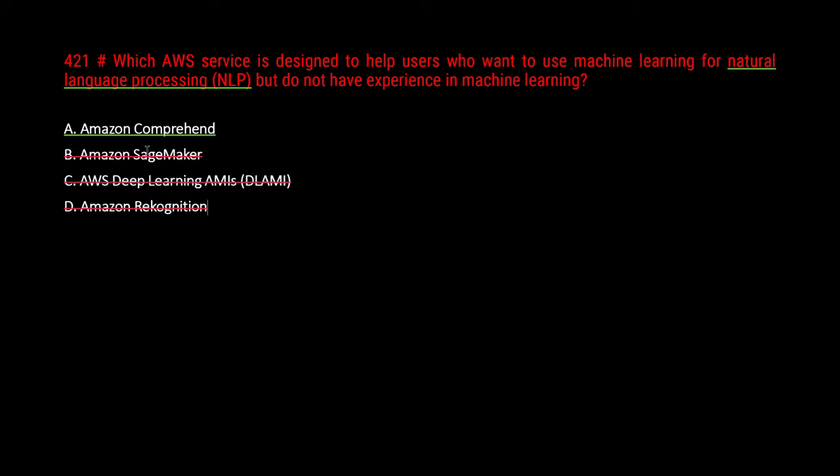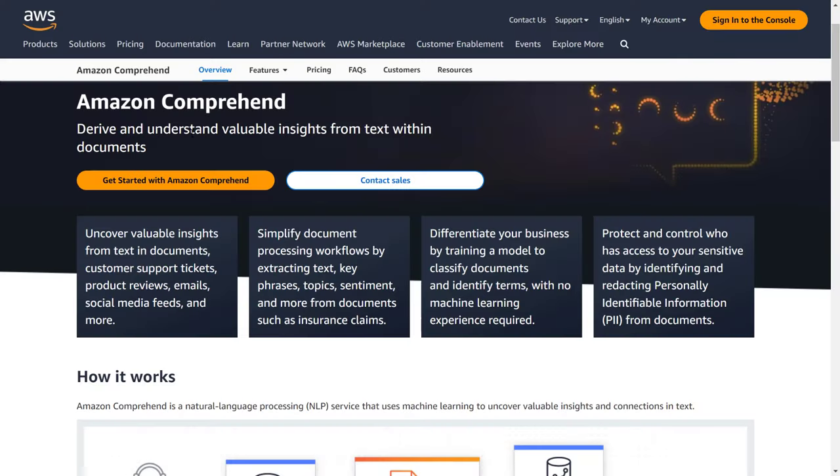It's none of these. Okay, Rekognition identifies text and different things from photos and videos. SageMaker, in general, runs any machine learning algorithm. Deep learning AMIs, I think it has to do with deep learning, I've never heard about it. Derive and understand valuable insights from text within documents.